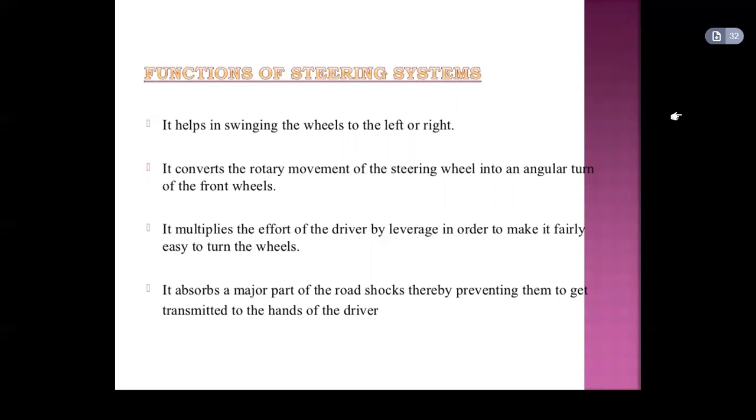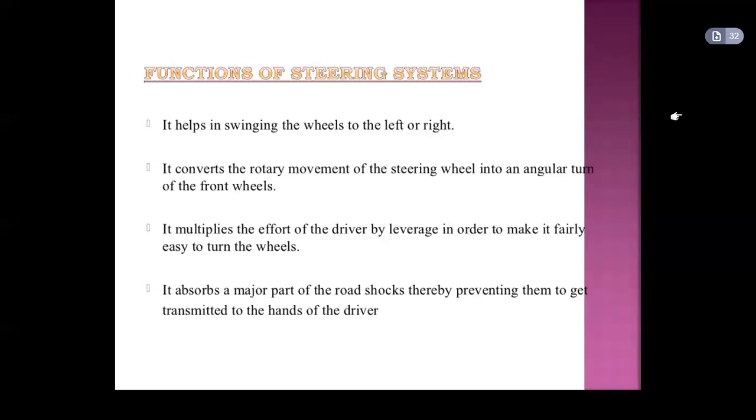It converts the rotary movement of the steering wheel into angular turn of the front wheels. Actually, we make a rotary motion on the steering wheel, and that steering wheel is attached with these different components, and due to the linkages, that rotating movement is transmitted into an angular turn. So at some angle, the wheel gets turned.